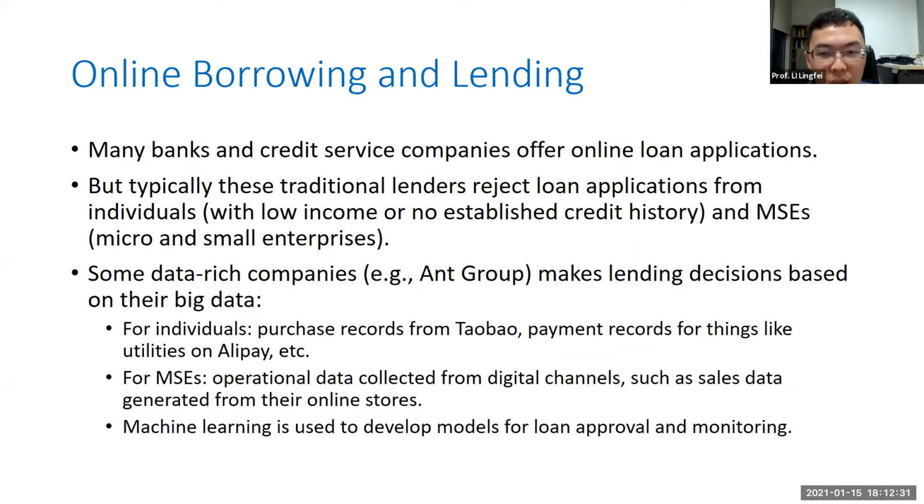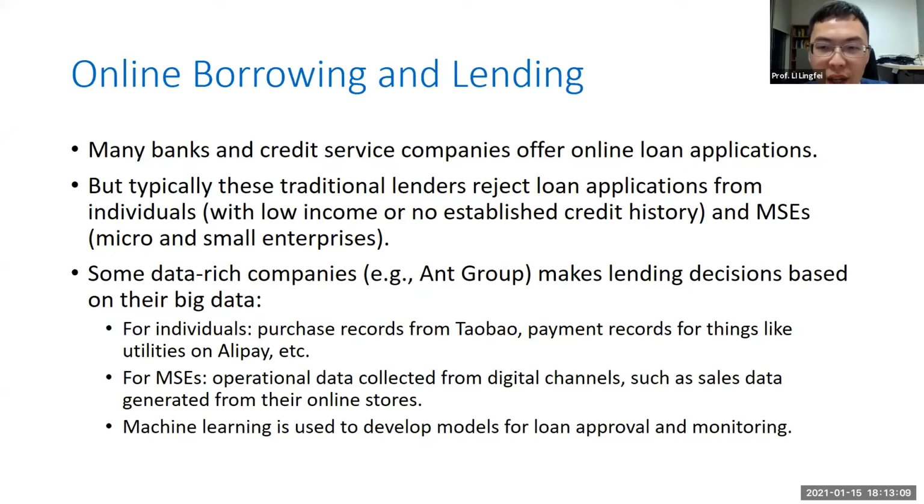Okay, and here I give one example, which is about Ant Group. Okay, Ant Group is mainly controlled by Alibaba. Okay, the chairman is Jack Ma. I guess most of you guys know about it. Okay, so Alibaba, of course, is a technology company. It has lots of data. Okay, so you can call it a data-rich company. Okay, and Ant Group is doing this online lending business based on their big data.